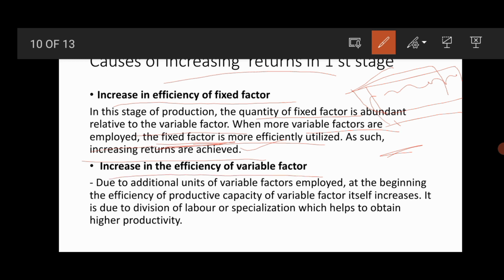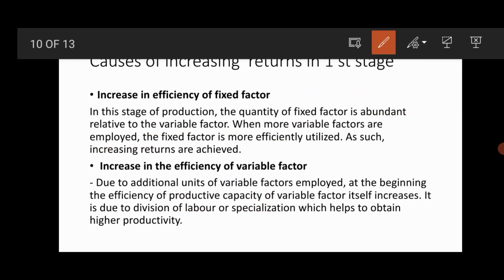So there is an increase in the efficiency of the variable factor due to additional units of variable factors employed at the beginning. The efficiency of the productive capacity of the factor itself increases. So we can see that here more variable factors are employed, and because of that productive capacity is also increased. It is due to division of labor or specialization, which helps to obtain higher productivity. So now, what is division of labor or specialization? They have said that through division of labor or specialization, they can achieve higher productivity.